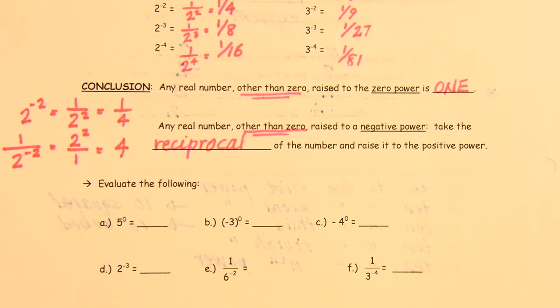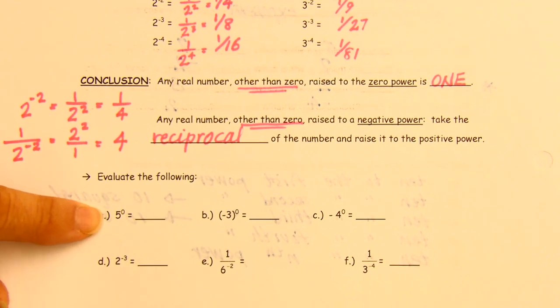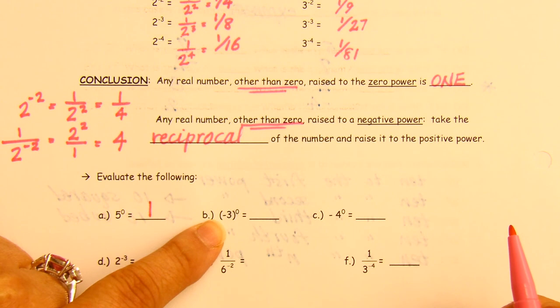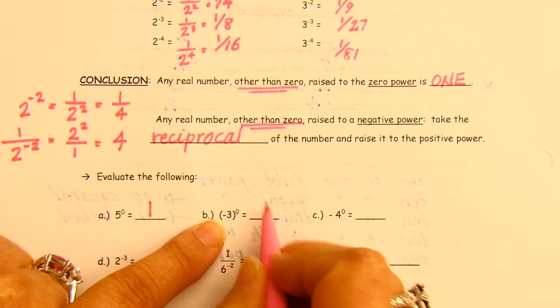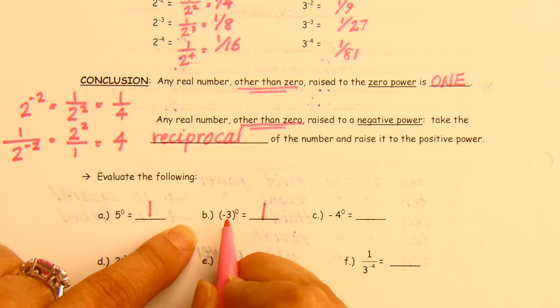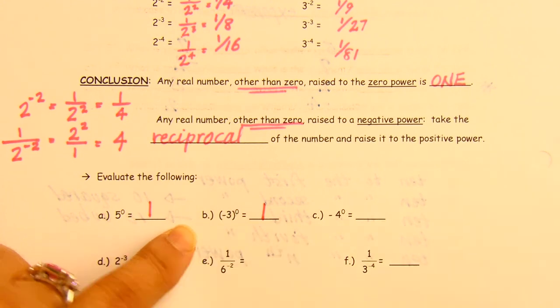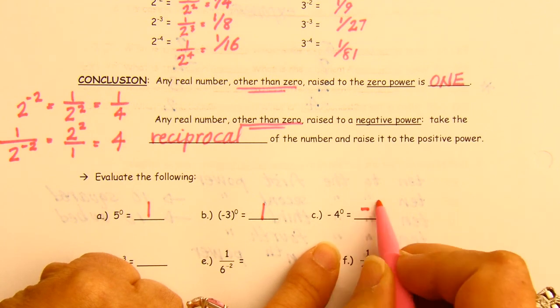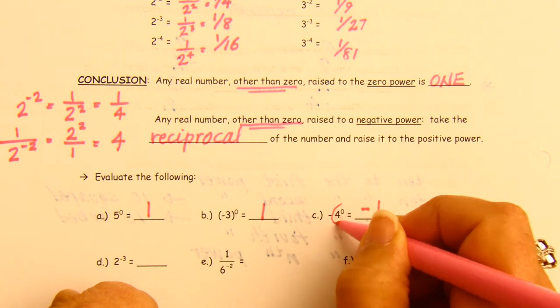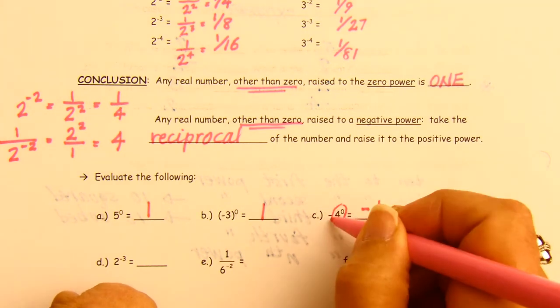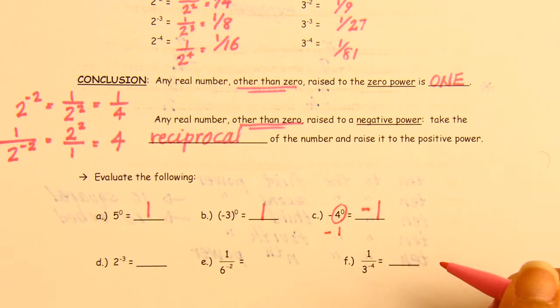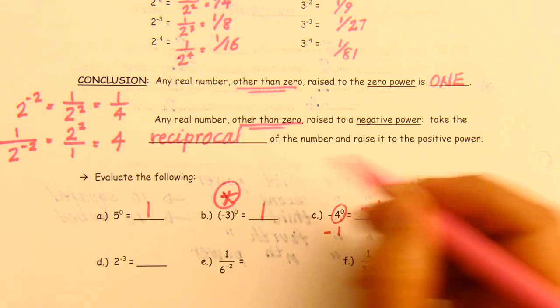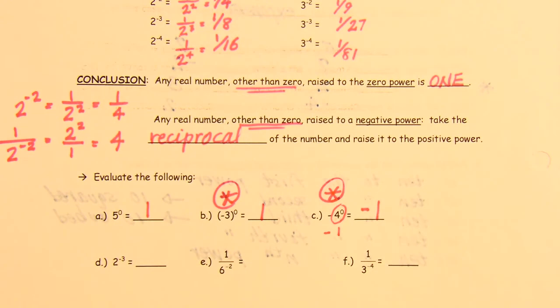Okay, a little bit more. Evaluate the following. 5 raised to the power of 0 is 1. Negative 3 raised to the 0 power is 1. This negative is included in raising to that power of 0. Negative 4 to the 0 power is negative 1. This part right here equals 1. This part right here stays. Okay, so just make sure that you know the difference between these two, whether or not the negative is included in raising to that power.